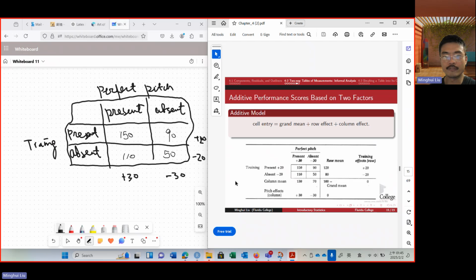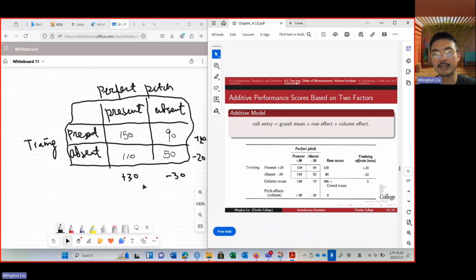So eventually, if you want to find a cell entry, just use the grand mean, which is 100, plus the row effect, whatever the row is, and then plus the column effect. And this is what we call the additive model. Of course, our model is oversimplified. We only have 2 rows and 2 columns, but this works in general.